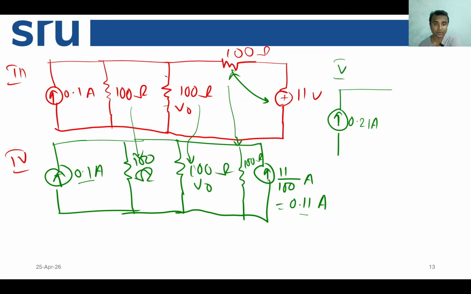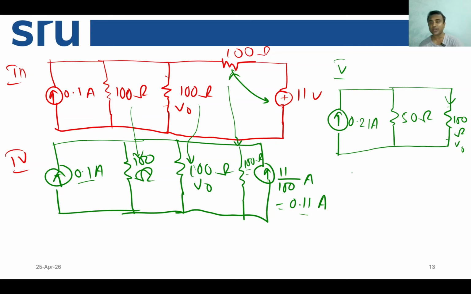Now this 100 ohm and this 100 ohm, they are connected in parallel. So what will be the value of the resistance? So 1 by 100 plus 1 by 100 equal to 2 by 100. So that is basically your 50 ohm resistance, and then the target resistance of 100 ohm, across which some current is flowing, and the voltage across this is V0, that is to be calculated.